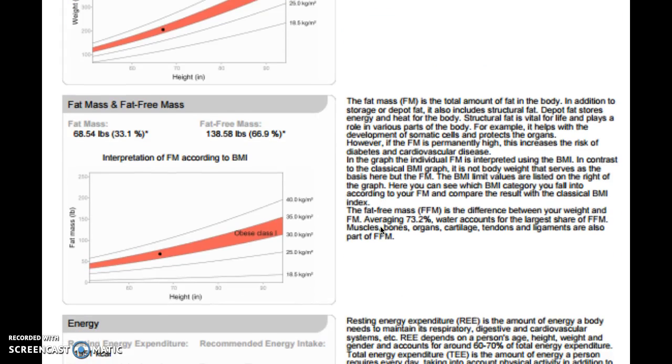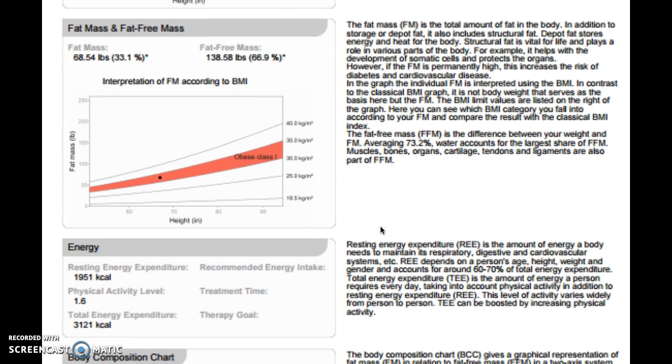The next chart on your handout is fat mass and fat-free mass. So you'll notice there's a number in parentheses, and then there's what that equates to in pounds. So we'll start with the left here with fat mass. For this client, there's 68.54 pounds of fat in the body, and that equates to 33.1%. That is body fat percentage, which if you're trying to get leaner, or you're in some sort of fitness challenge, typically you want to know what your body fat percentage is, and that's the number that you want to look at on your report.